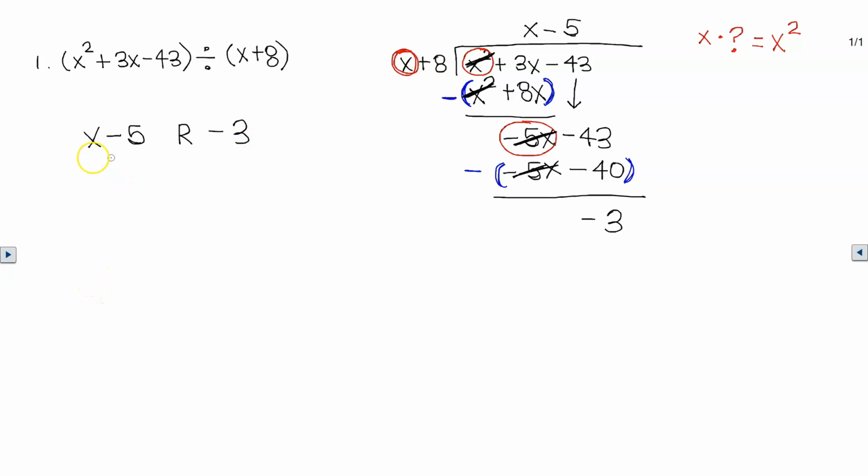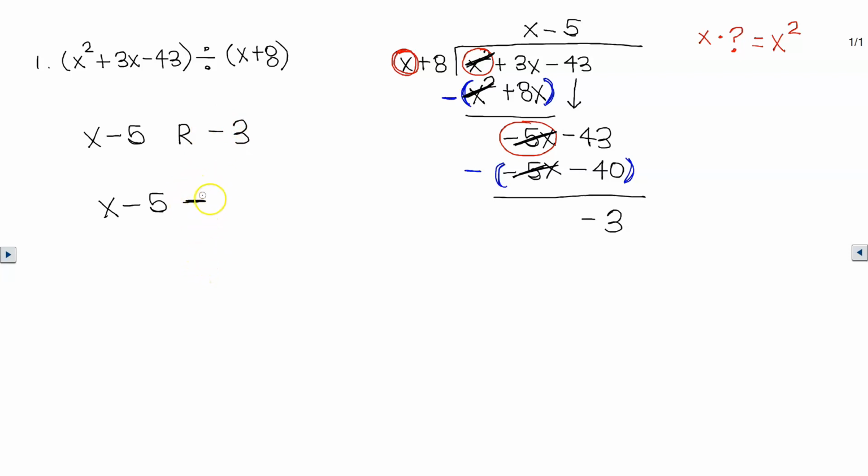Now you may recall writing your answers in a way that was similar to this when you were in elementary school. Now there's another way to write this answer, and it's actually the one that I prefer. So this is the one that I'll want to see on work that you turn in. So instead of x minus 5 with a remainder of negative 3, we're going to write this as x minus 5. And then because this remainder is negative, I'm going to put a minus.